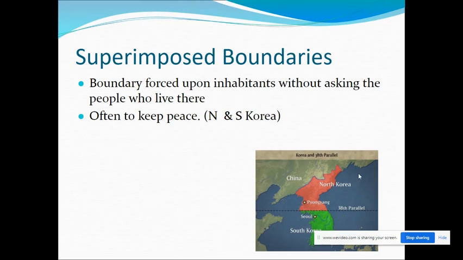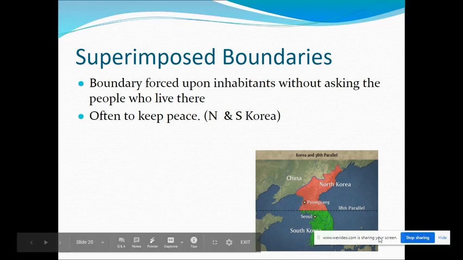The last type of boundary we're going to talk about today is a superimposed boundary. So a superimposed boundary is a boundary that was forced upon its inhabitants. A superimposed boundary can be physical, it can be cultural, and it can be geometric. However, a superimposed boundary is kind of a separate category. It's a boundary that was not created by the people who actually lived there. It was forced upon people without asking the people who lived there.